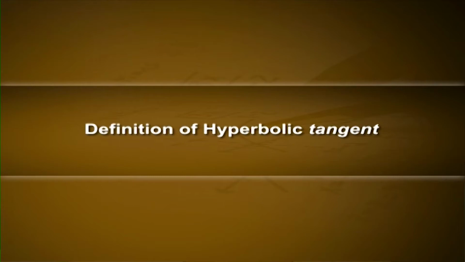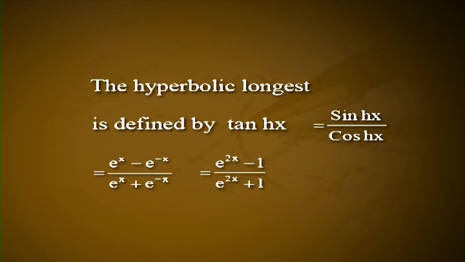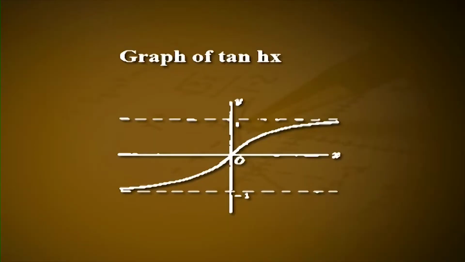Definition of hyperbolic tangent. The hyperbolic tangent is defined by tanh x is equal to sinh x by cosh x, which is equal to e raised to x minus e raised to minus x by e raised to x plus e raised to minus x, which is equal to e raised to 2x minus 1 by e raised to 2x plus 1. We have tanh 0 is equal to sinh 0 by cosh 0 is equal to 0 by 1 is equal to 0. This function satisfies tanh 0 is equal to 0 and tanh of minus x is equal to minus of tanh x. Graph of tanh x.